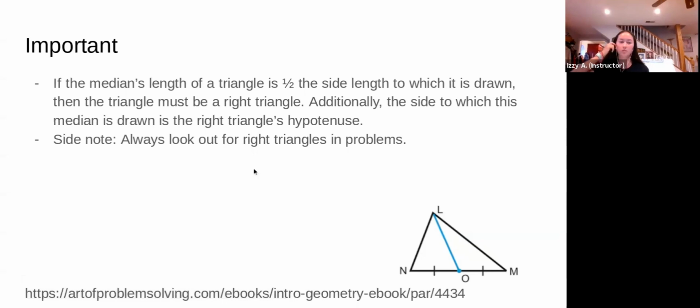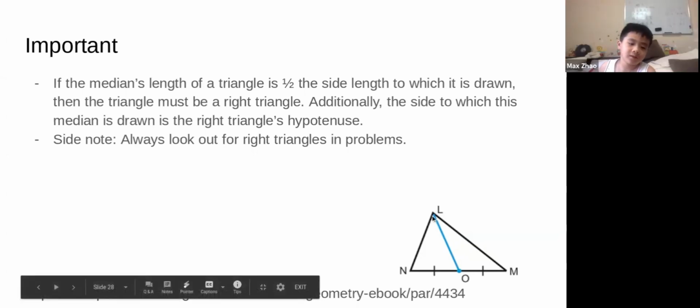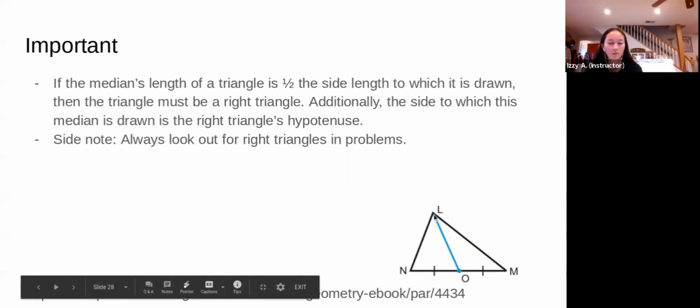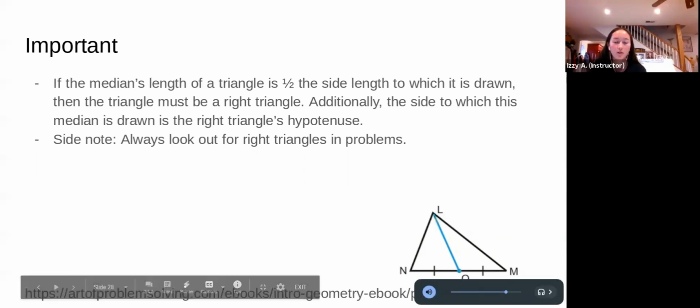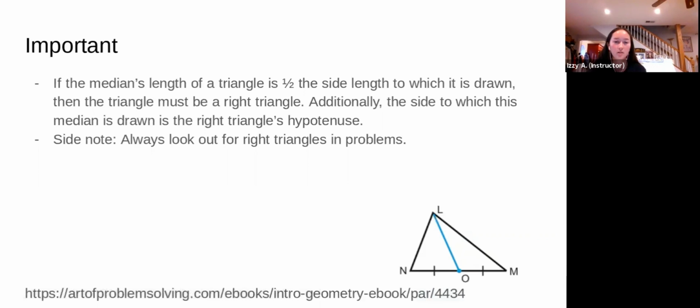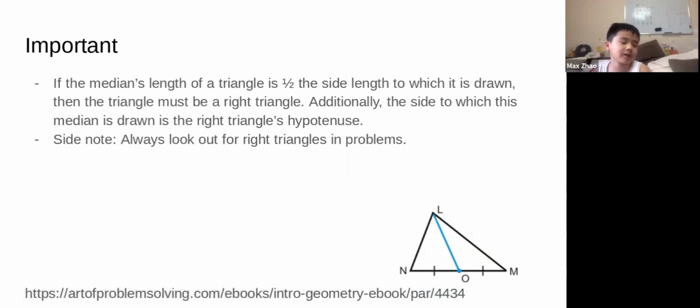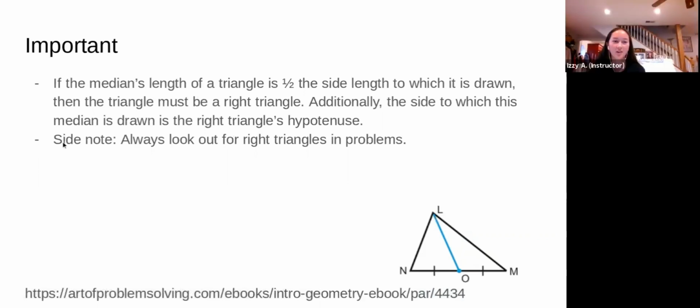Okay, so you know what a median, okay, so median is a line segment that extends from. You say what median means, just what it means. You don't need to say what median means. All right, so okay, so you all know what a median is, I'm assuming.